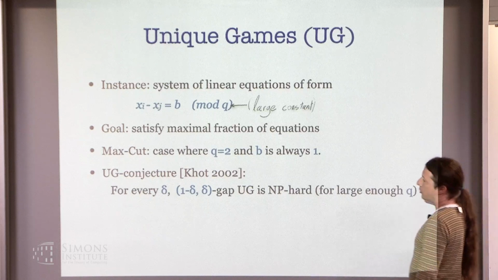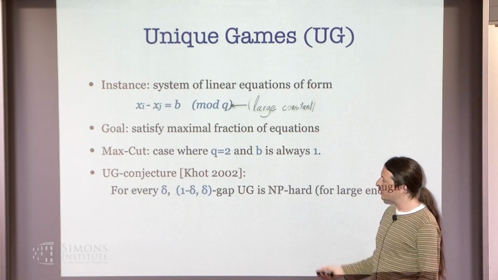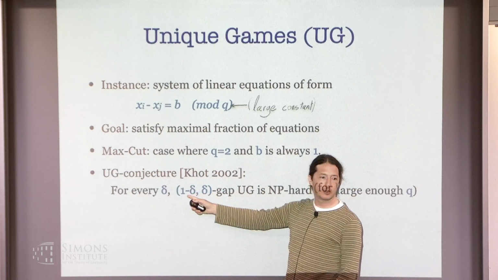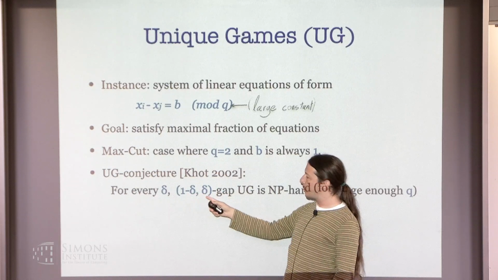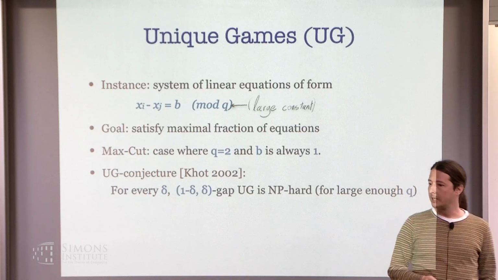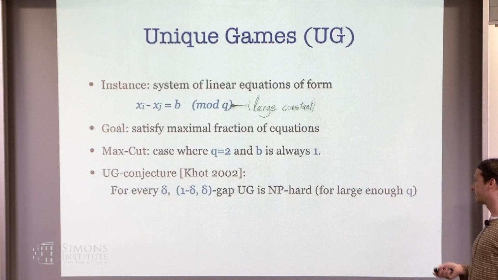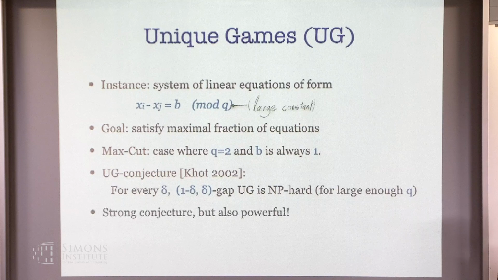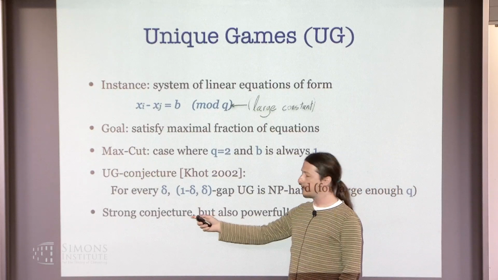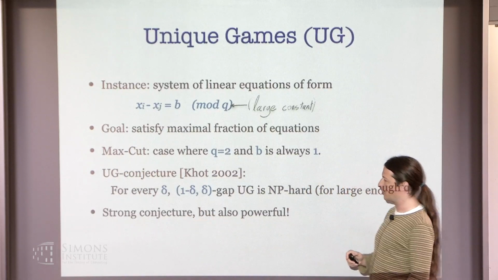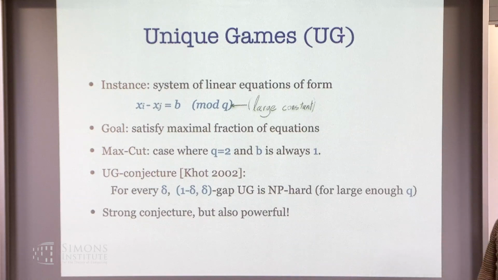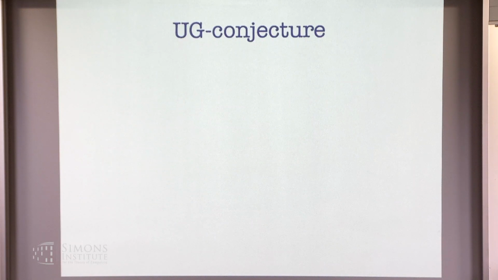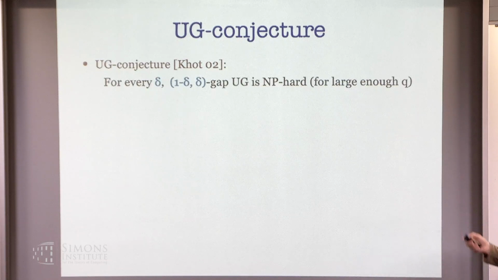Right, and the unique games conjecture of Khot says that distinguishing whether you can satisfy almost all equations or whether you cannot satisfy almost none of them, that's NP-hard. At least that's the conjecture, if you take q, the size of the field, to be large enough. This seems to be a strong conjecture, so we assume a lot, but it's also powerful because it gives a lot if you assume it. Right, so that's the conjecture again. And here are some of the things that you get from it.